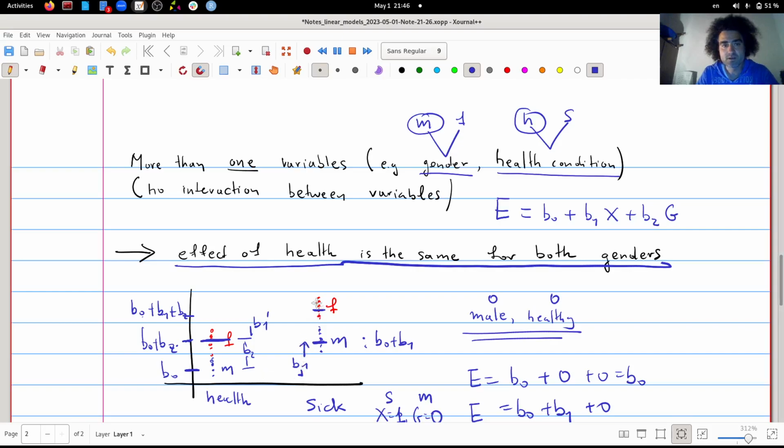We see it here and here. The same effect as we said previously. Okay.